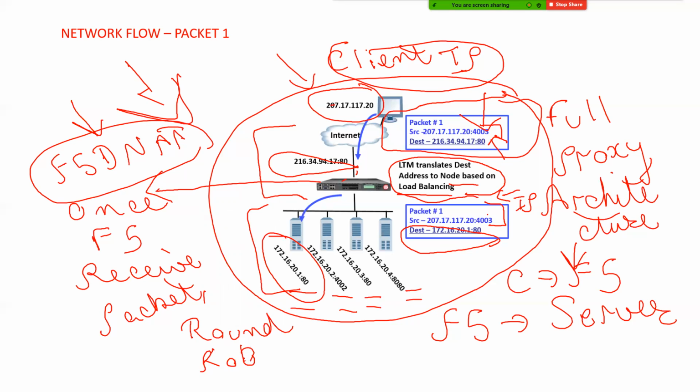So this is a very important term, and I am marking it again. LTM translates the destination address based on the load balancing algorithm. It will never translate your source IP address. So in both packets, your source IP would be the same, which is your client IP address, 207.17.117.20. I hope this is clear now and you will never forget. If you have any questions or concerns, you can ask me in the comments.